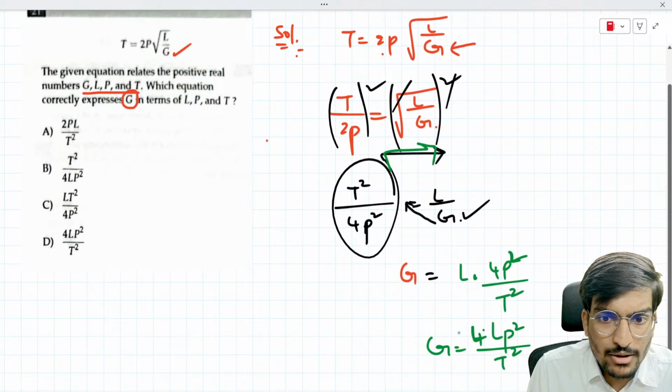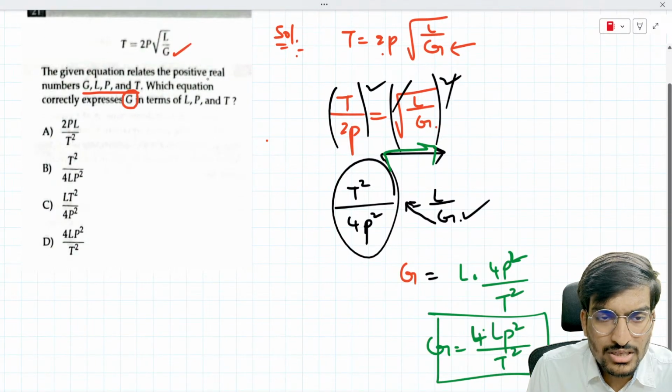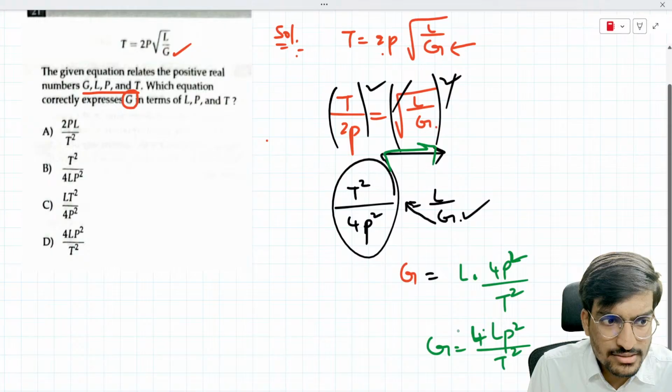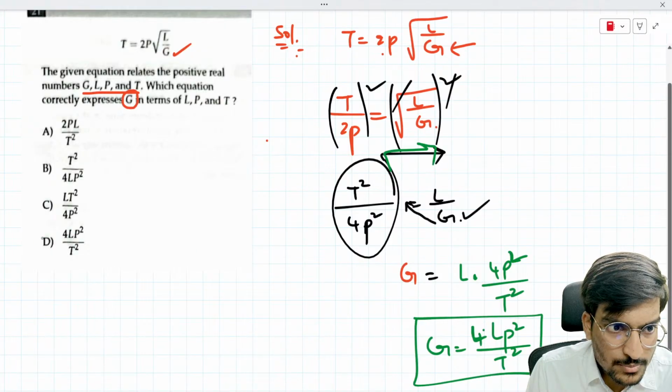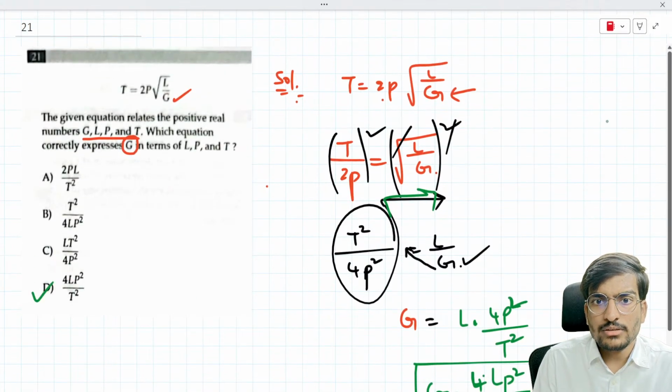So where do we have that option? It is option D. Yes, I can see both of you answered option D, 4LP square by T square. Yeah.